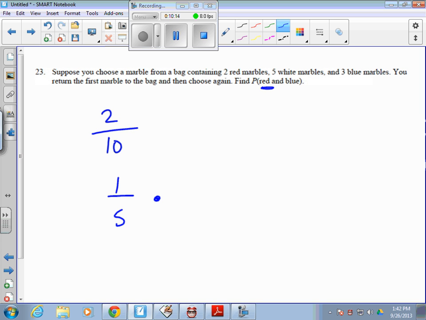Times, again, just like the last one, this will have to be a bonus one too. I'll correct it hopefully before tomorrow and make it less bonus. But and the blue one. That's 3 of them out of 10. But you multiply those by each other. 1 times 3 is 3. 5 times 10 is 50. 3 out of 50 chance that you'll choose a red one, put it back, and then pull a blue one. So that means every 50 times you try that, it'll come up 3 times.